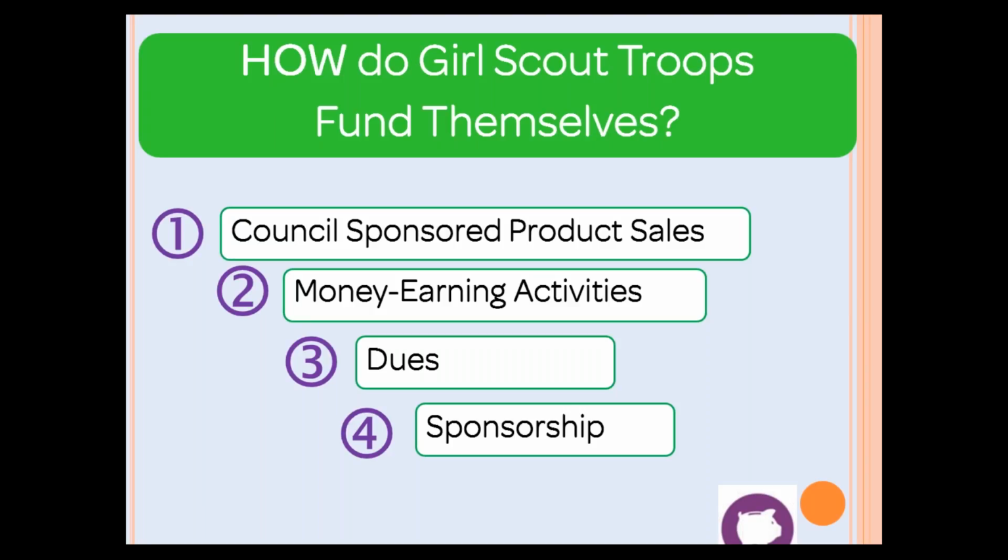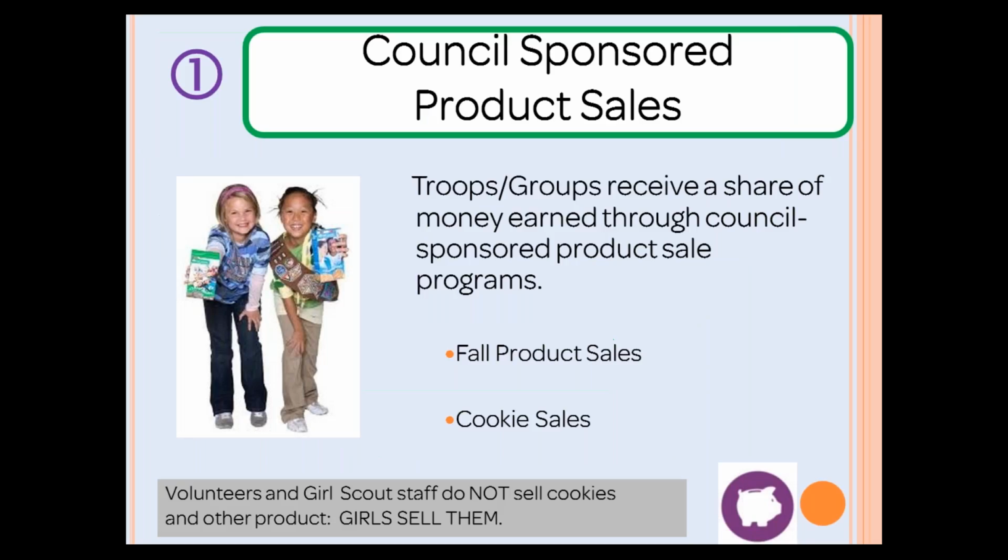Let's go through each of those individually. Council-sponsored product sales is where a troop group receives a share of the money earned through council-sponsored product sale programs. We have our fall product sales and our cookie sales.